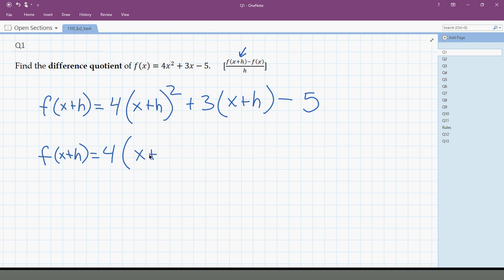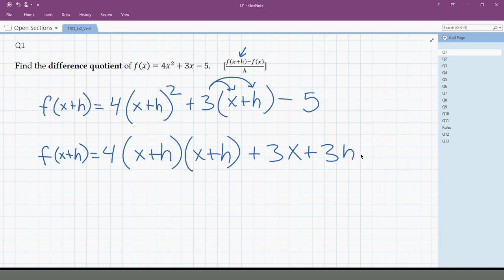So that means we have x plus h, plus 3. I'm going to distribute the 3 here. So we have 3x plus 3h, minus 5. I'm going to do FOIL.